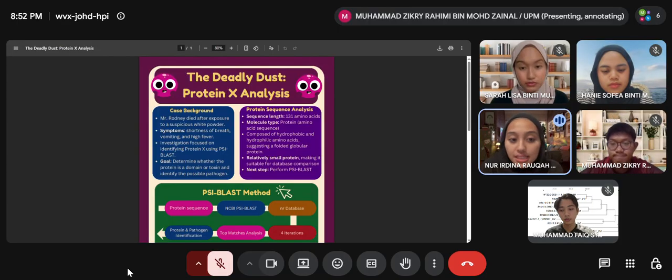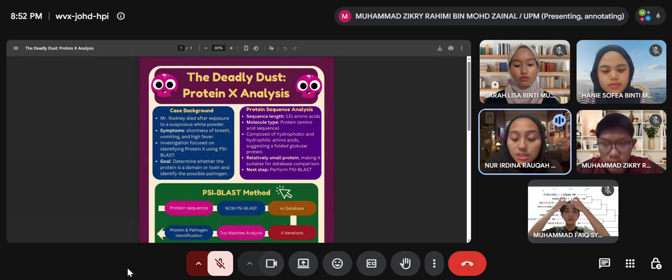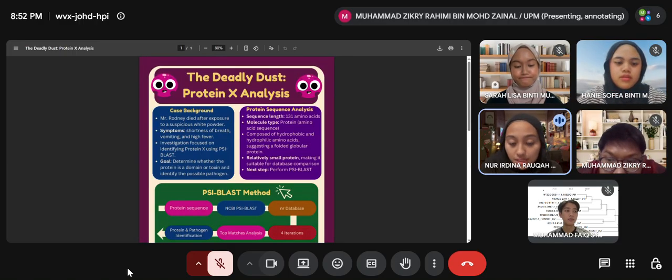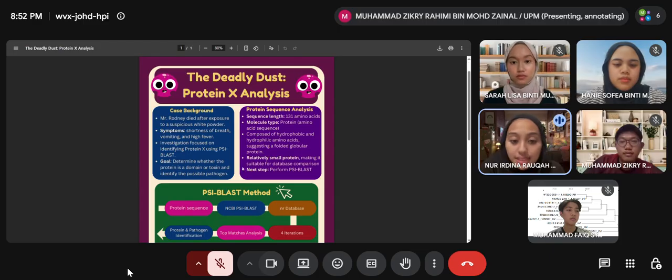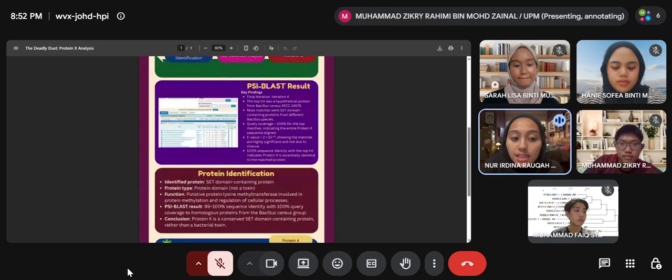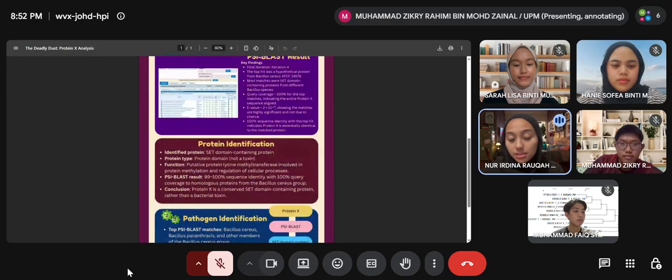The SciBlast analysis shows that protein X has 99 to 100% sequence identity with proteins from the Bacillus cereus group, including Bacillus cereus and Bacillus thuringiensis. With 100% query coverage, the analysis reached its final result after 4 iterations, where the top match was identified as a SET domain containing protein from Bacillus cereus ATCC 14579. In addition, the e-value of 2 times 10 to the power of negative 27 indicates that the match is highly significant and not due to random chance.